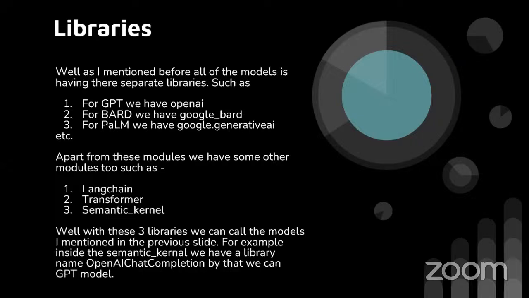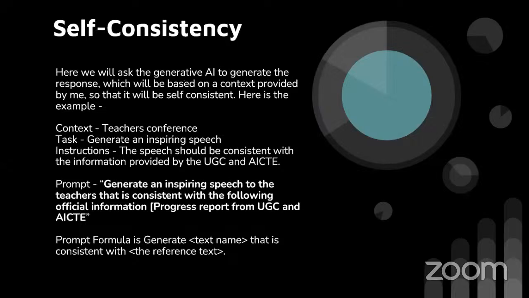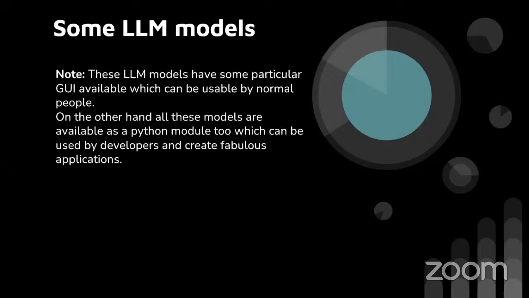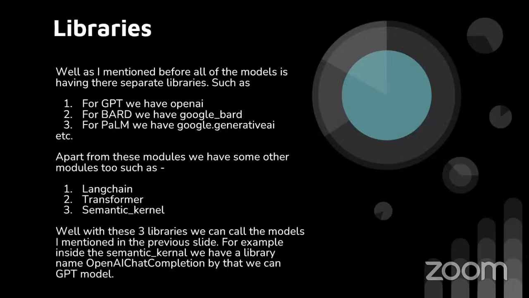Then apart from these modules, we have some other modules too, like LangChain, then you have transformers, semantic kernel, different things. With these libraries, we can call the models I mentioned in the previous slide. Using LangChain and others, you can have a look at trying to use Llama, Falcon, Cohere, Claude, Mistral and all this. Using these libraries, maybe you can experiment. For example, inside the semantic kernel, we have a library named OpenAI Chat Completion, by which we can use a GPT model.